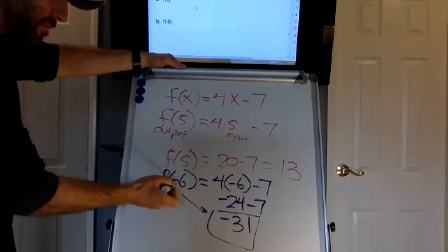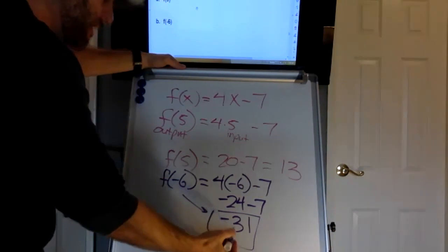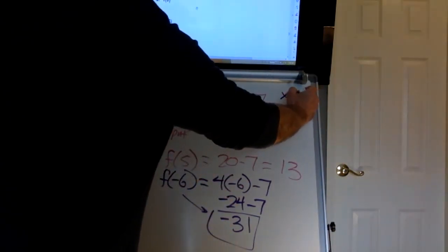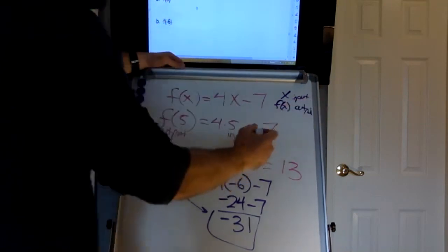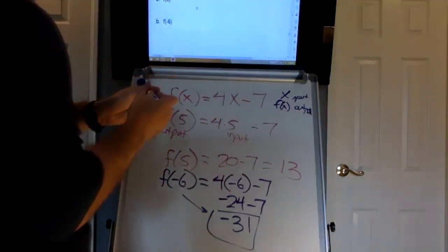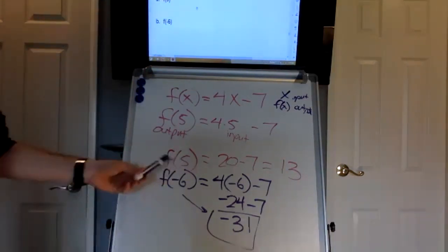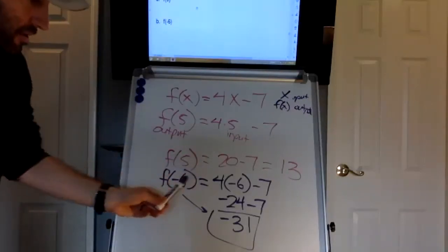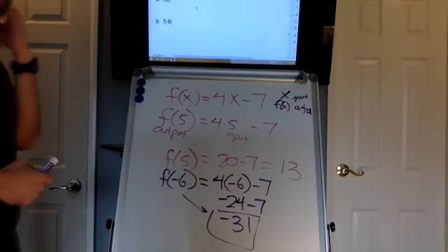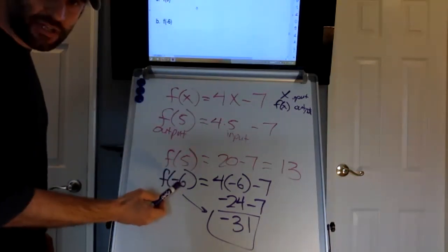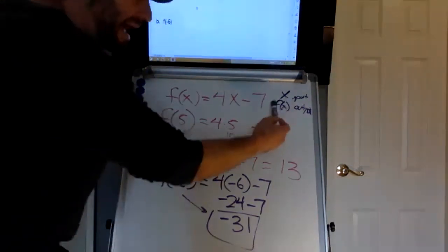The input is -6. The output is -31. So x is the input, but f of x is the output. So is the answer x equals -31? No, x is -6. F of -6 is -31. That would be your answer. Here, x is 5. The input is there. The entire thing is the output.